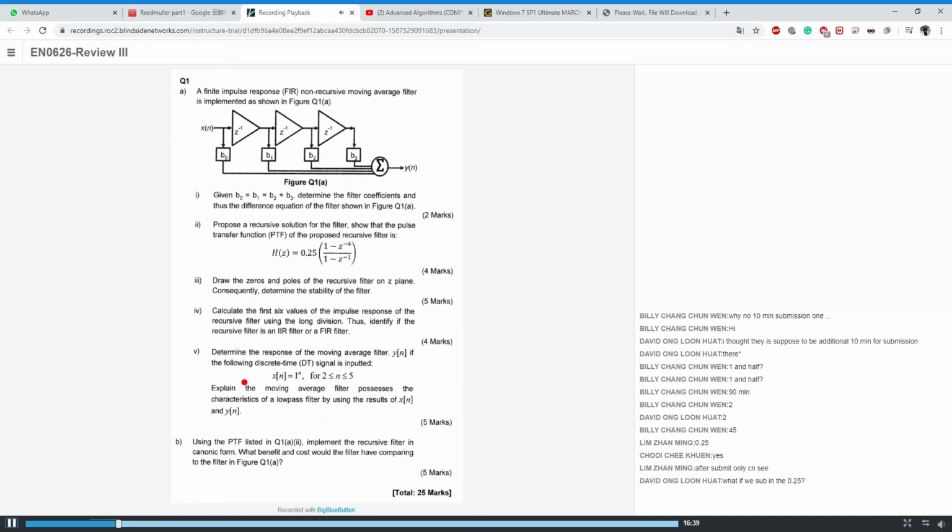The next question is you determine the response, the output of a moving average filter. Let's say you have this kind of input, so you need to know what the input is, so that it can be a table to do calculation. Then you still observe the response. From the response, you try to explain the moving average filter, why it has the characteristic of a low pass filter, based on the result on xn, as well as the calculation on yn.